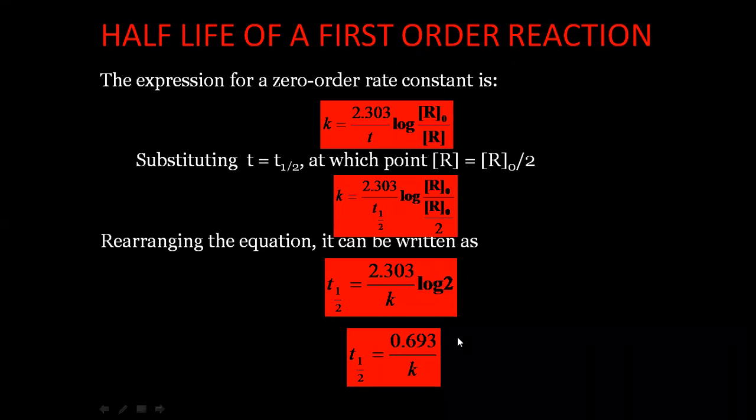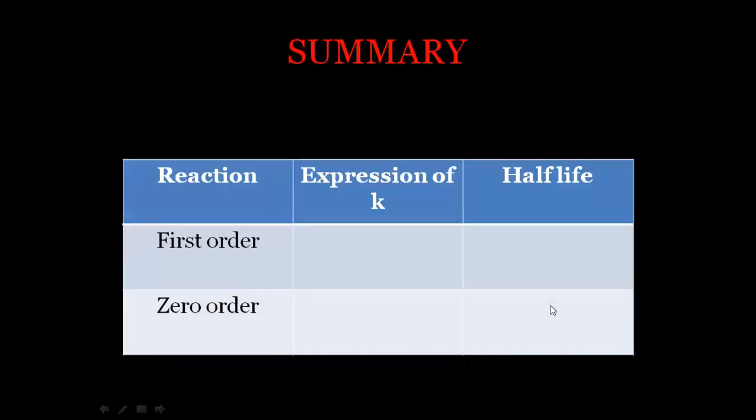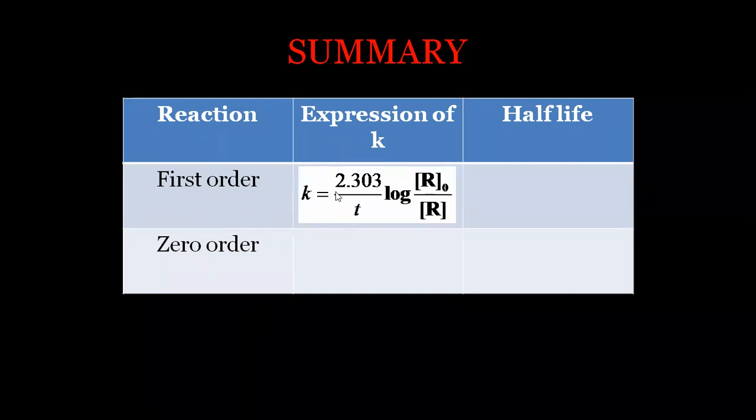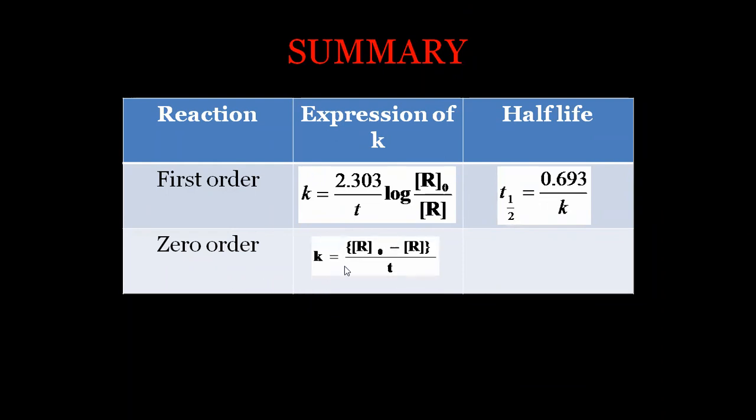Now if I try to summarize everything together, the summary: if the reaction is first order, what will be the expression? K will be equal to 2.303 by T log of R naught by R. And what will be the half-life? T half is equal to 0.693 by K. For zero order, K will be equal to R naught minus R by T, and half-life T half is equal to R naught by twice K.